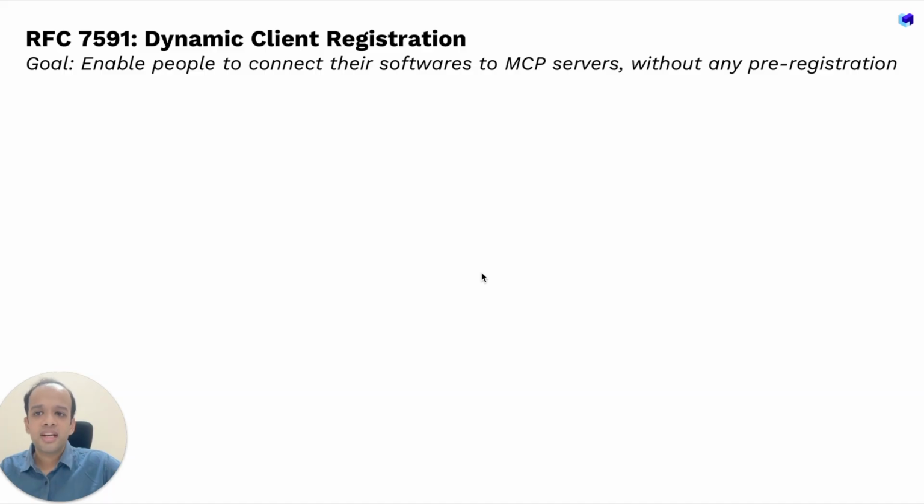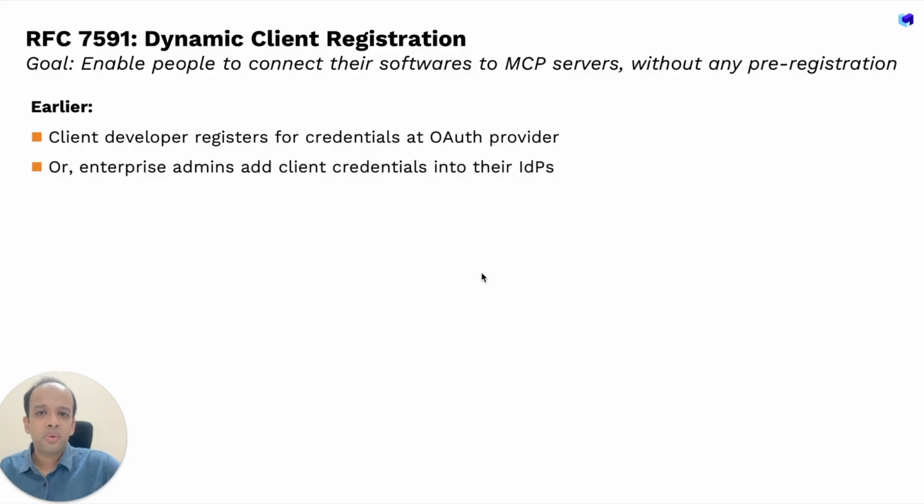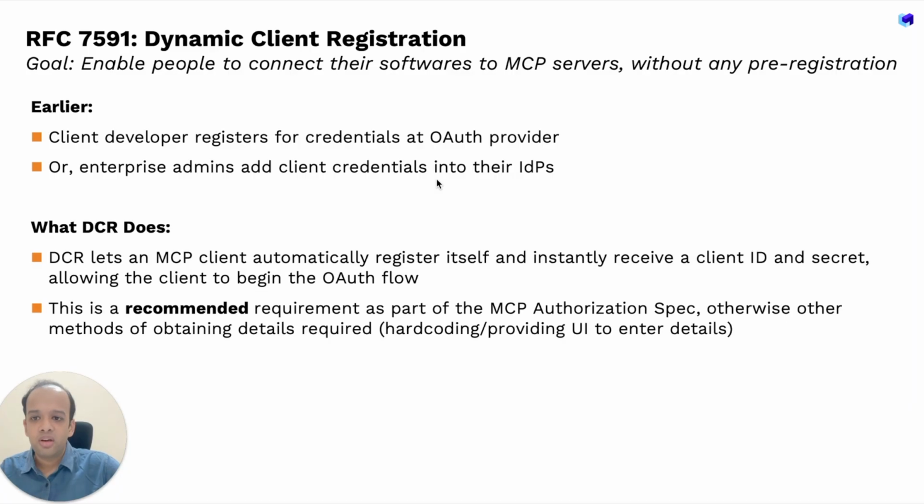Now let's switch gears and talk about dynamic client registration. With dynamic client registration, the goal is to enable connection to MCP servers without any pre-registration. Earlier, the client developer would register for credentials at the OAuth provider beforehand, manually log into an admin panel, create a new client application, and get a client ID and secret. Or enterprise admins would add client credentials into their IDPs for internal applications. There is a lot of admin overhead and manual key management here. Now, how do we do this without any manual steps involved?